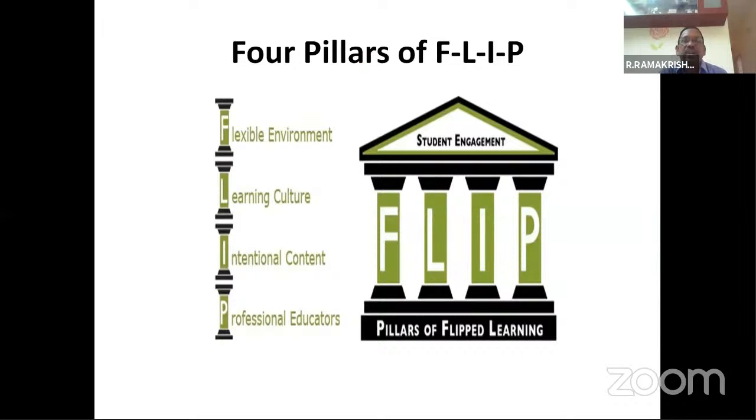The four pillars of FLIP. What is the first letter in FLIP? F stands for flexible environment. Then L stands for learning culture. Then intentional content. Then professional educators. These four are called the pillars of flipped learning. Without the implementation of these four, it's not possible to implement a flipped learning system in any course.